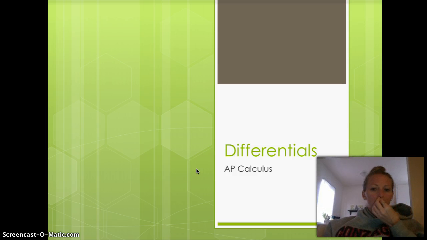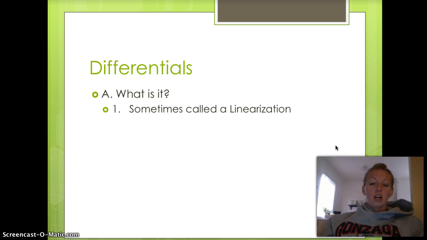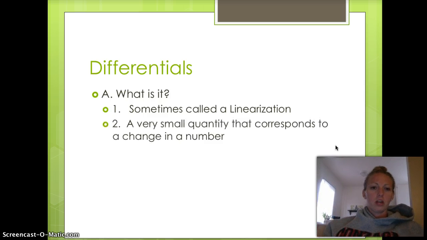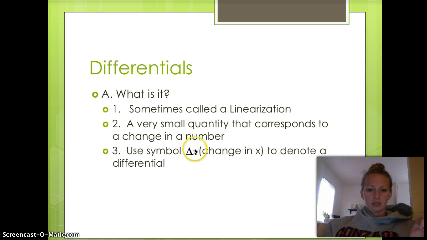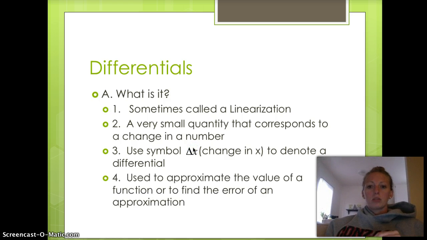So anyways, differentials. Differentials are called a linearization sometimes. So it will say use linearization, use differentials to approximate something. So again, you're going to use it to approximate a number. It's a very small quantity that corresponds to a change in a number. So it's the change in x. We're going to use this right here, the triangle x, as our change in x to denote the differential. And like I said, it's used to approximate a value of a function or to find the error of approximation.